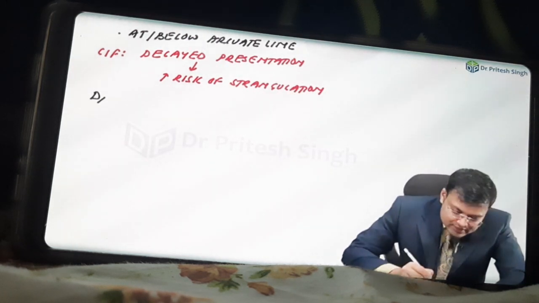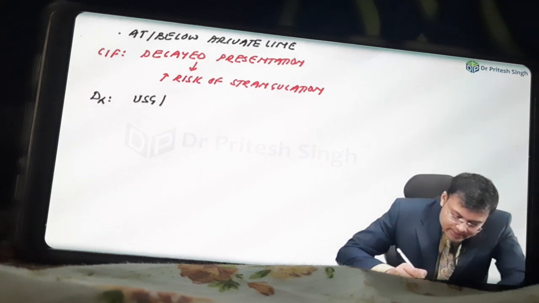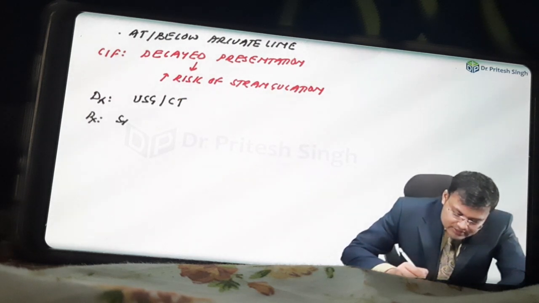Now, how can you make the diagnosis? Since it's neither visible nor palpable, diagnosis is made by either ultrasound or CT. And what's the treatment? It's surgical repair.